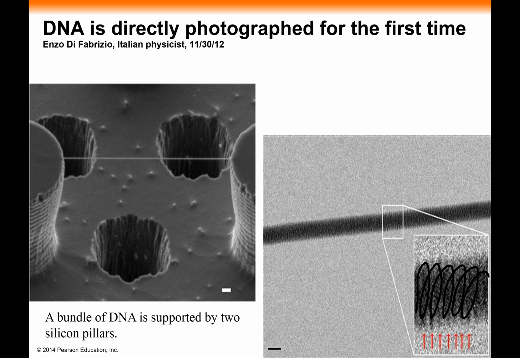Okay. Not too long ago, we actually had an Italian physicist in 2012 that actually directly photographed DNA. Instead of having to crystallize it, he basically, it kind of looks like a little tightrope here, but he basically suspended that DNA onto these silicon pillars. And so if we zoom in and look a little closer, again, here's that helical structure. Okay, so we've come a long way since Rosalind's photo.